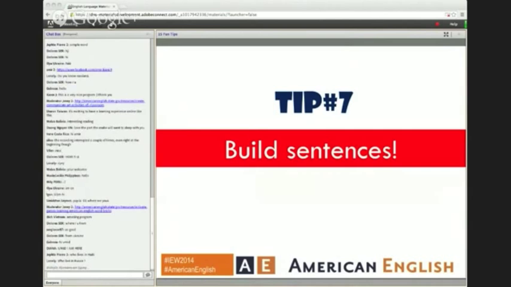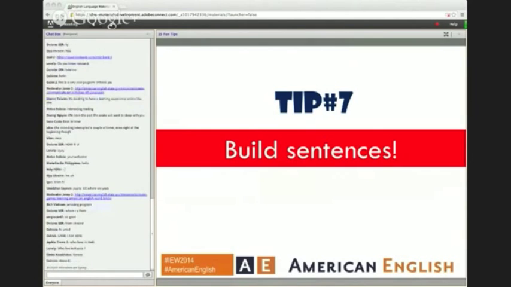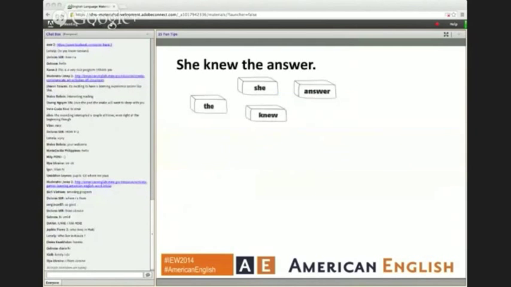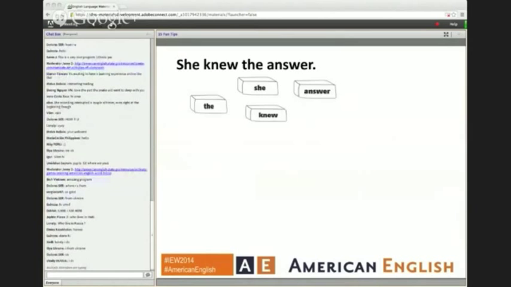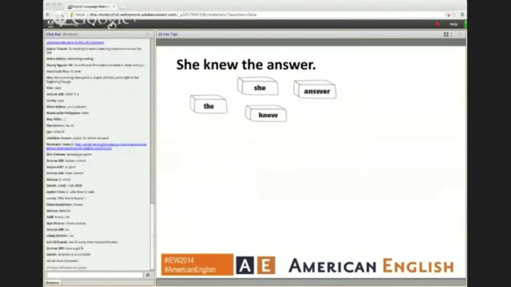What you can do is take a sentence that you already know is correct, and you can make word bricks. We call them word bricks. On our website, we have a bunch of word bricks. And you can then change the order of the words and then put them back in the order.